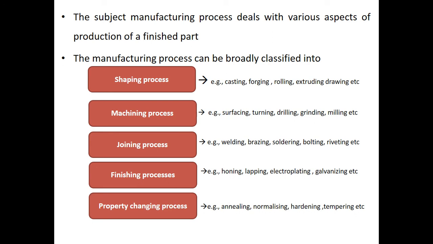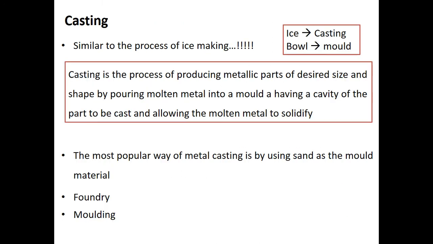And the last one would be the property changing process. These are those processes in which certain properties of a part are changed so as to make it suitable for a particular application. For example, you know about different heat treatment techniques like annealing, normalizing, hardening, tempering, isn't it? These processes will change the properties of the material, sometimes mechanical properties, heat resistance properties, thermal properties. So these are the 5 different common classifications of manufacturing processes: shaping, machining, joining, finishing, and property changing process.